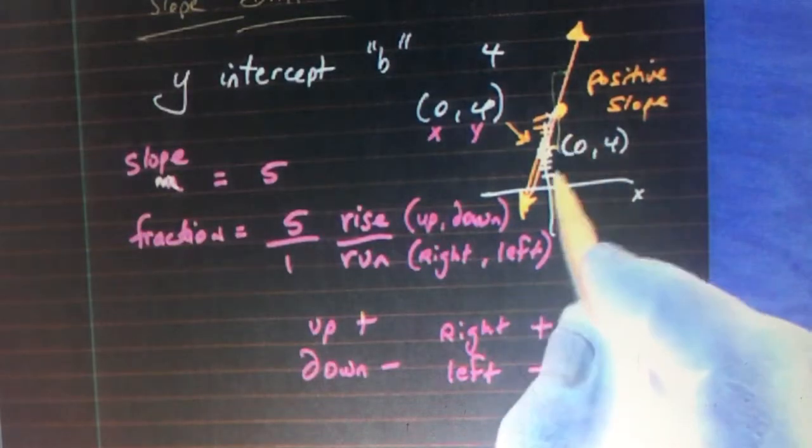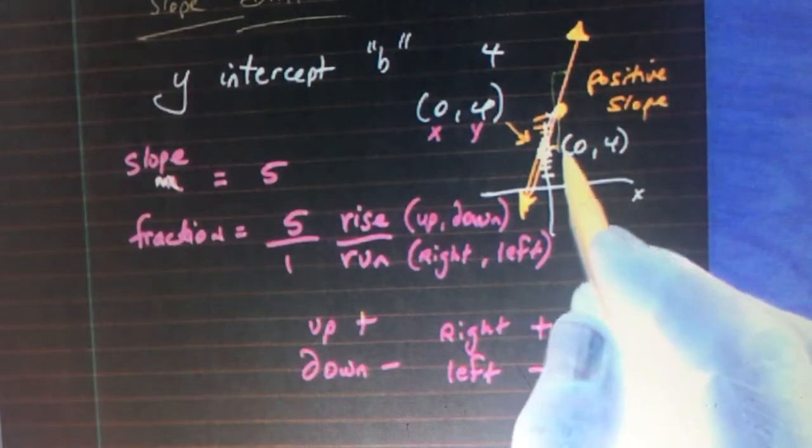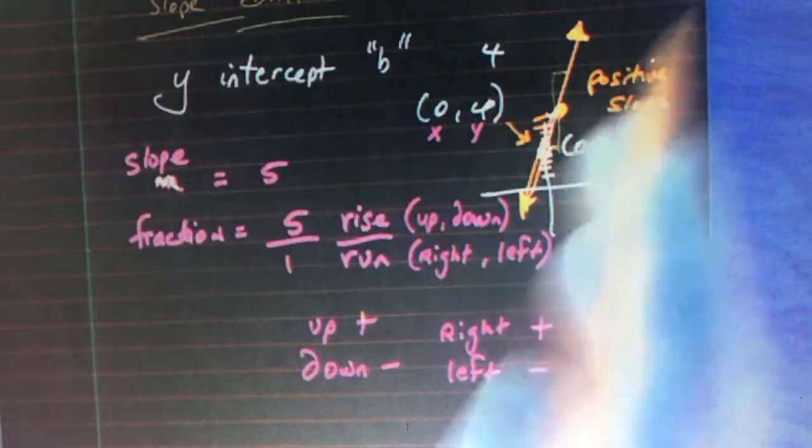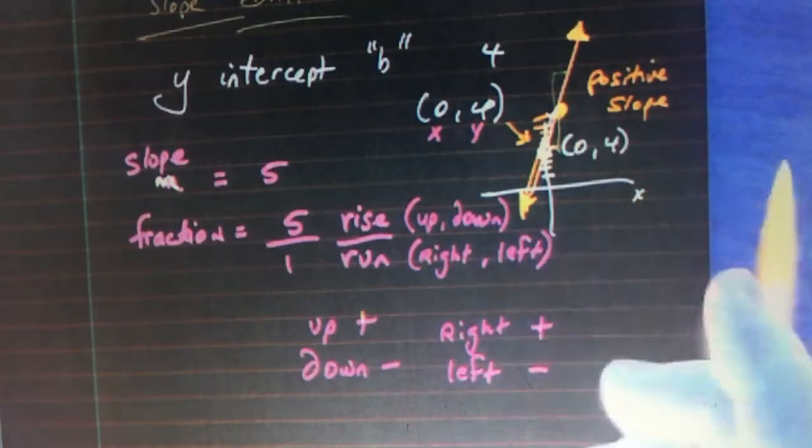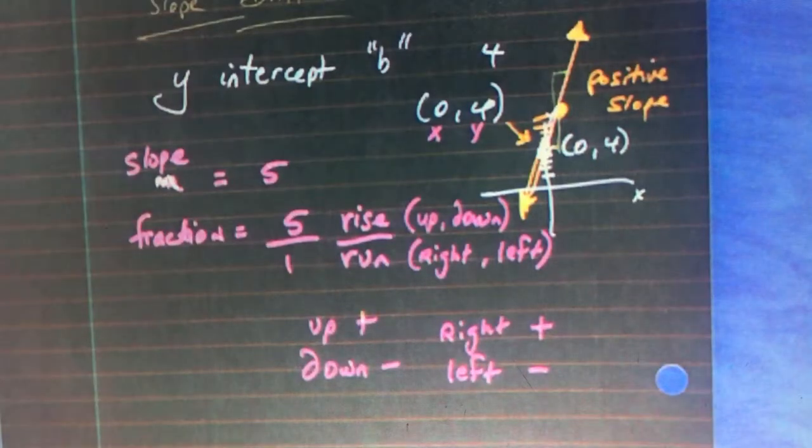And that's what we mean by positive slope. It doesn't mean we can't go down, because of course we can. But it just means that the steepness of the line, the direction we're going, is going to be positive as opposed to negative. So that's a great question.